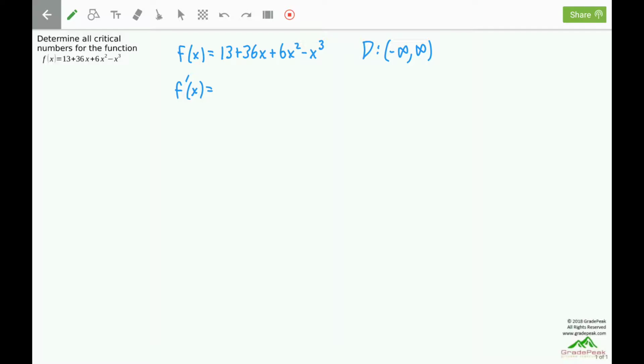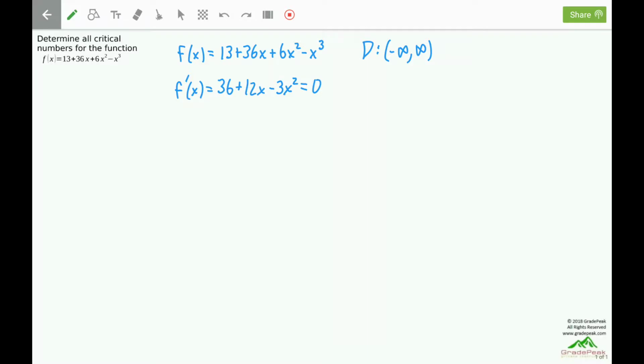F prime of x equals, first term is a constant with no x, derivative is 0. Second term is a constant times x, derivative is the constant. Third term is power rule, bring down the power, multiply it with the 6, subtract 1 from it. Fourth term is power rule, bring down the power, multiply by the negative 1, subtract 1 from it. We now set the numerator equal to 0 and the denominator, if there is one, also equal to 0.